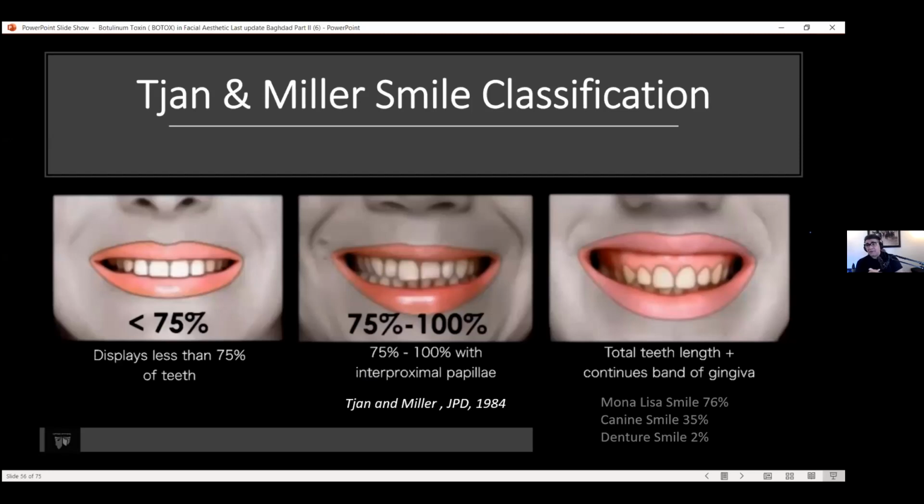And the third classification is almost 2 or 3%. You're going to see the whole teeth structures, the gingiva, attached gingiva, and maybe the mucosa or the non-keratinized mucosa, or some part of the vestibule, if that is the version of the upper lip.